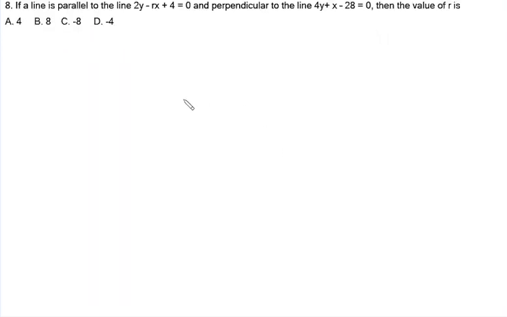For question 8, we have: if a line is parallel to this line, and is perpendicular to this line, then we should find the value of r here. So there are two important pieces of information you need to know. When two lines are parallel, m1 and m2, the slopes or gradients of the two lines are equal to each other. When they are perpendicular, the multiplication of their slopes is equal to -1. So this is for parallel situations, and this is for perpendicular situations.